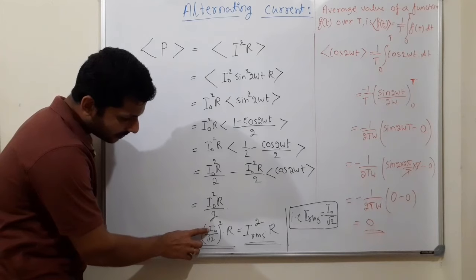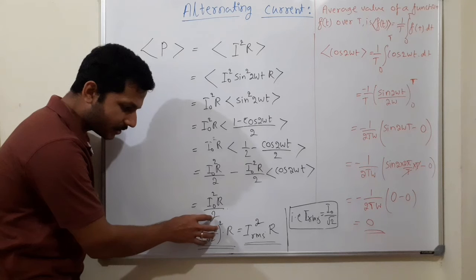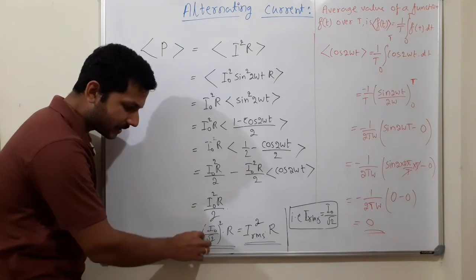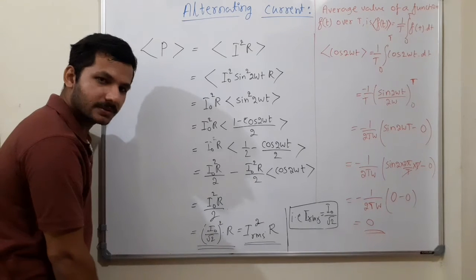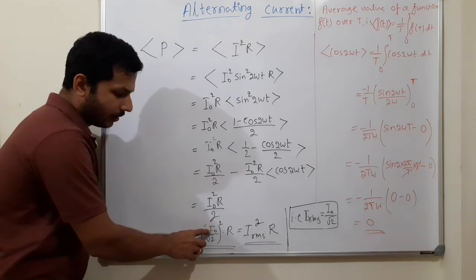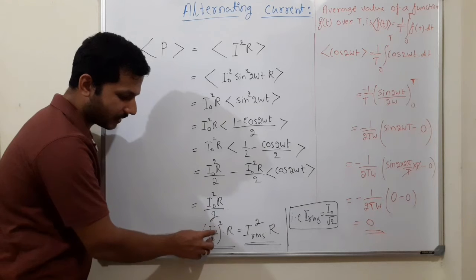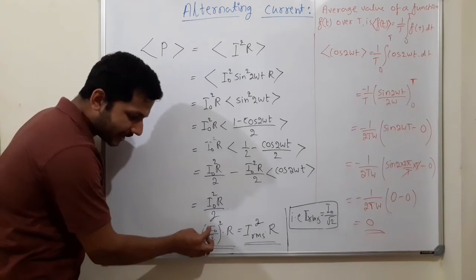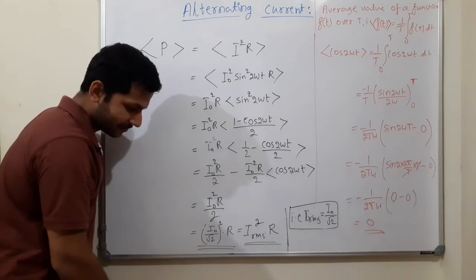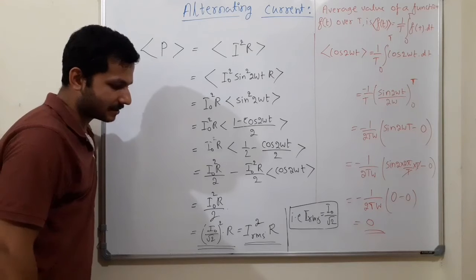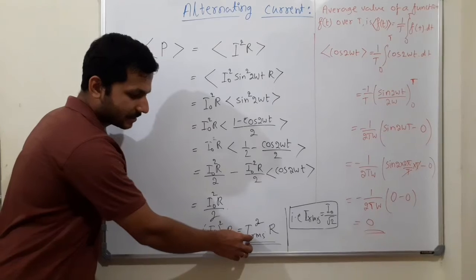We will write I naught by root 2, because root 2 square is 2 itself. I have not changed anything. Instead of writing it as 2, I wrote it as root 2, so that it is squared together. Root 2 square is 2. I naught square is I naught square itself, correct? So I naught square by root 2 square, that is I naught square by 2 into R. What is I naught by root 2 whole square? I take this as IRMS. Okay, IRMS. RMS is nothing but root mean square.